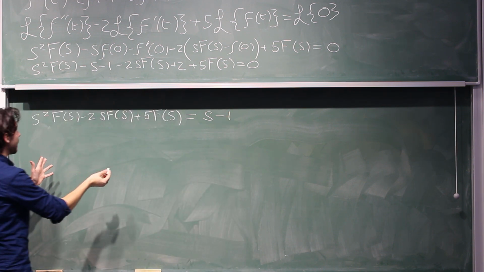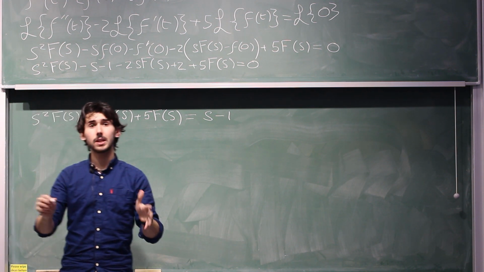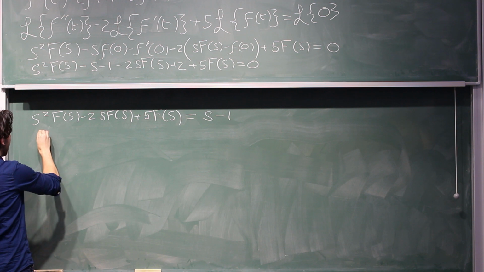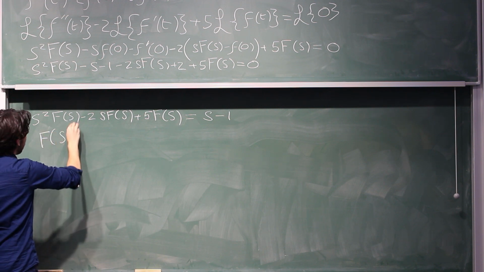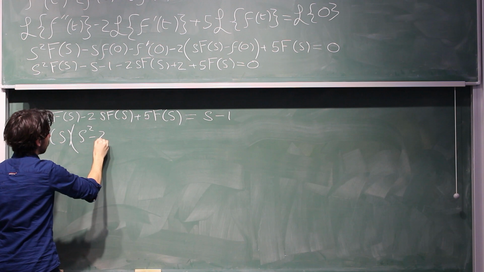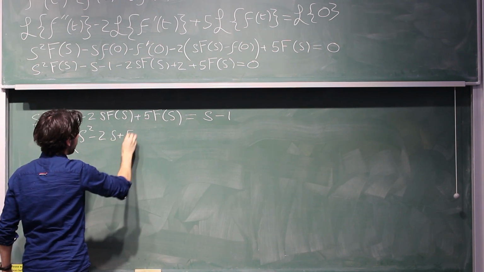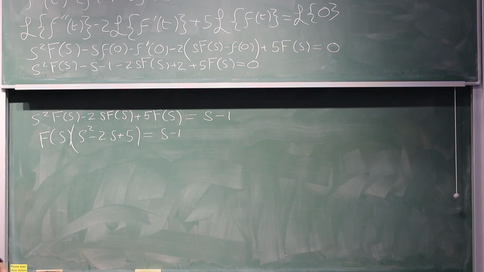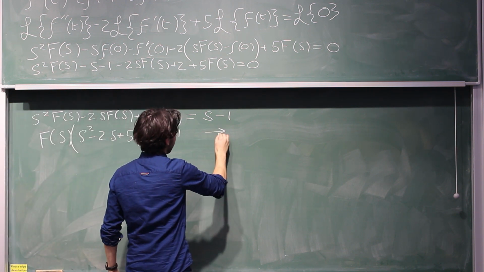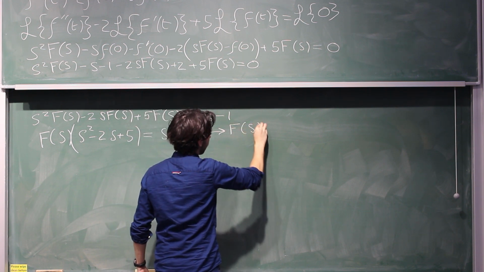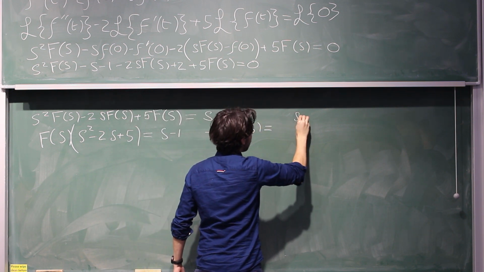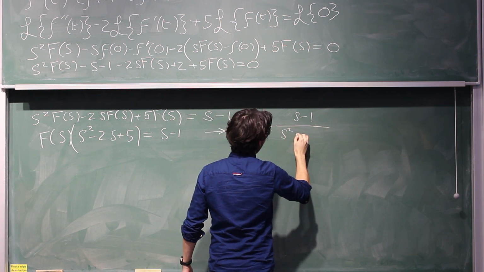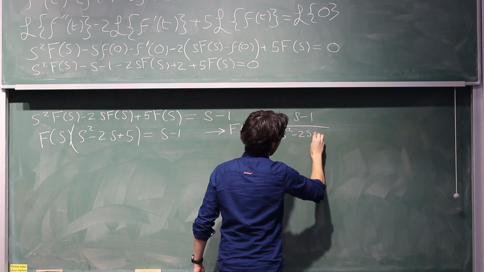Cool. Let's factor F of s out, because at this point what we're looking for is to get F of s on its own. So this is equal to F of s times s squared minus 2s plus 5 equals s minus 1. Then let's divide both sides to get F of s on its own. So this is equal to s minus 1, all divided by s squared minus 2s plus 5.